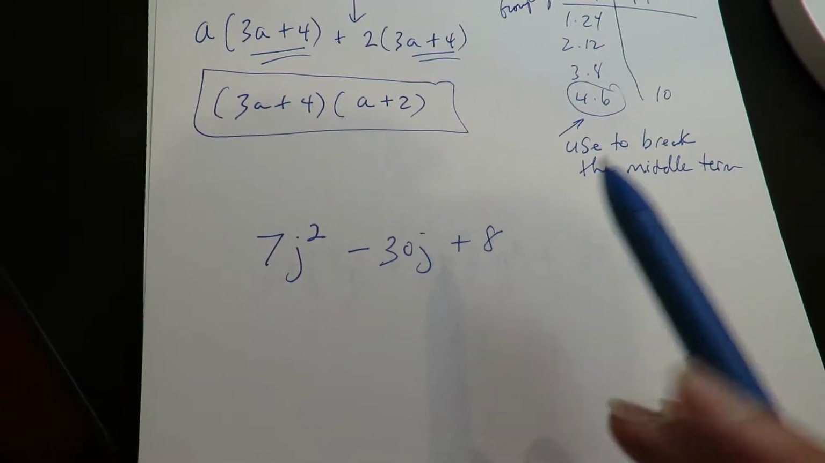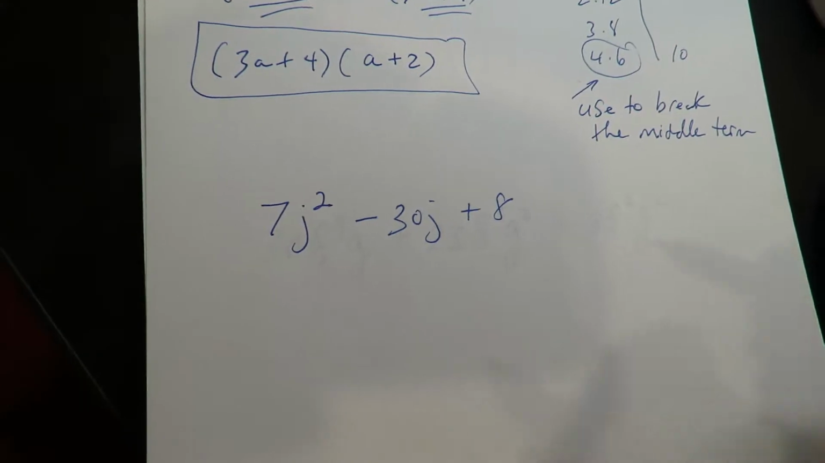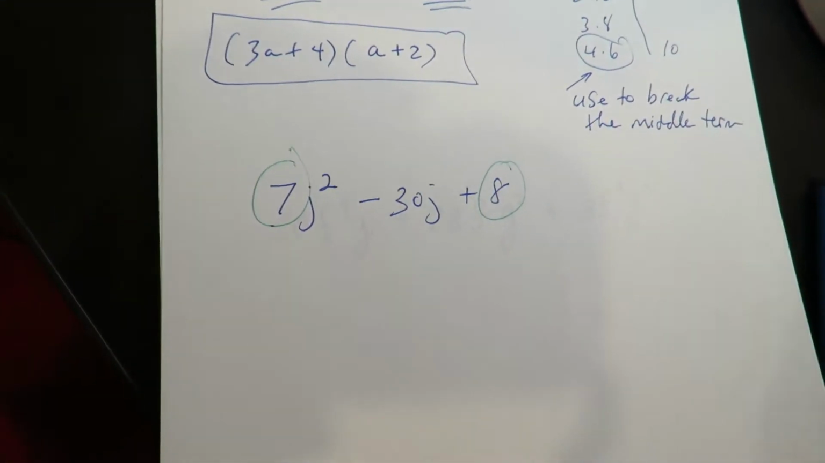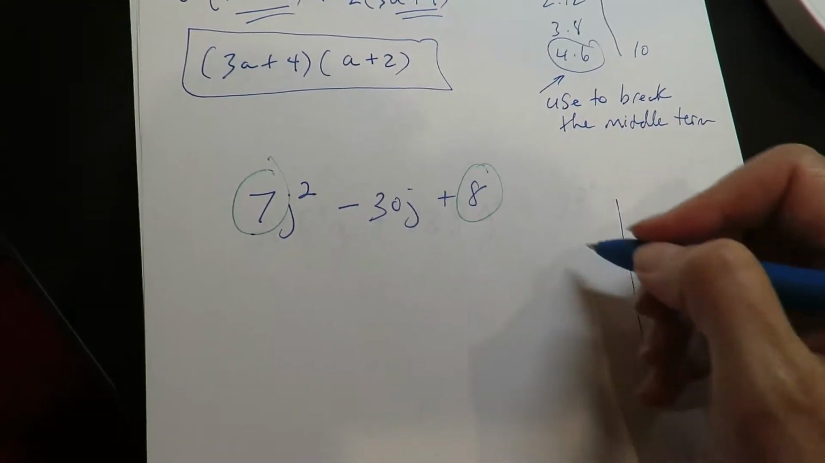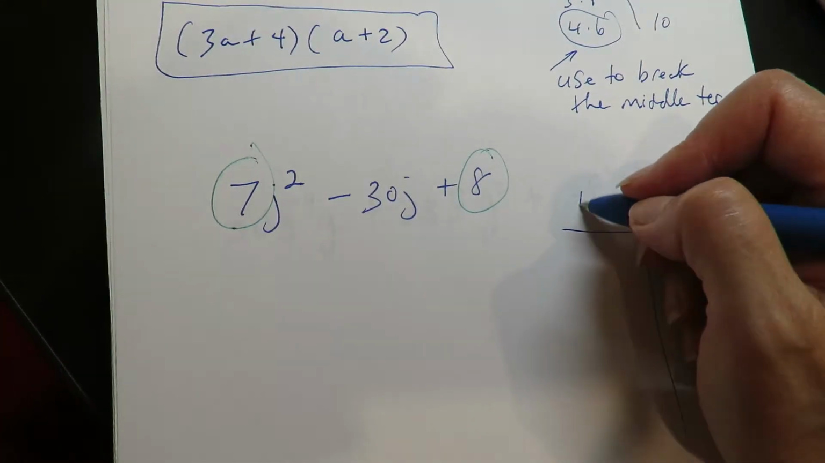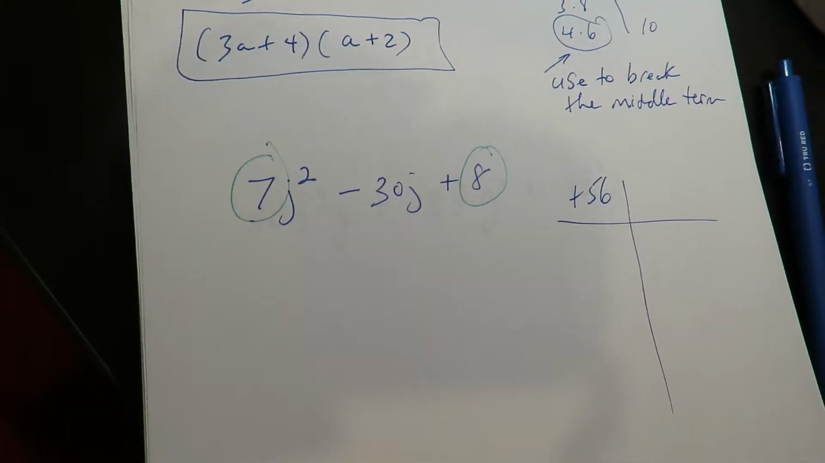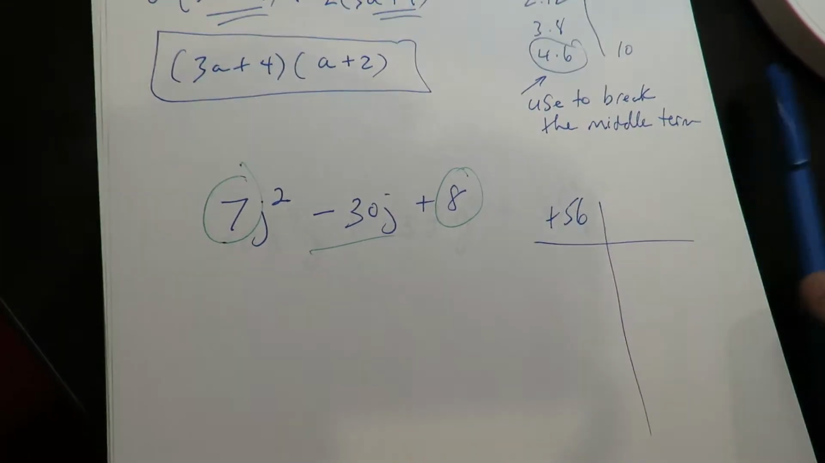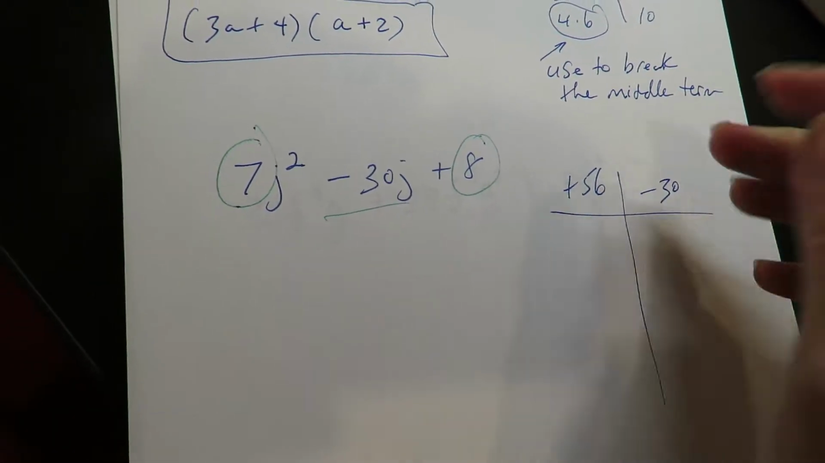Okay, I'm going to do this technique with you again, just so you can see it more times. So again, you take the front and the back term, and you multiply it together. You have to watch the sign. So this would make a positive 56. It multiplies to a positive 56. It has to add to a negative 30.